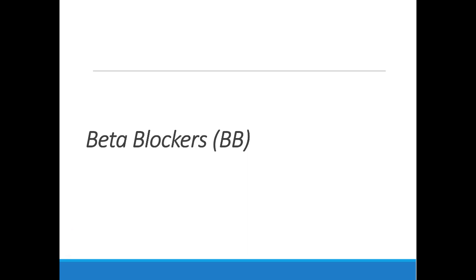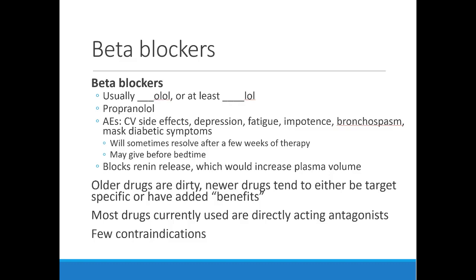Okay, beta blockers are usually third or fourth line depending on what other medications you've tried. They are effective antihypertensives. They usually end in the letters "lol," and an example would be propranolol, which I've got there for you. Adverse effects are usually why they're limited.